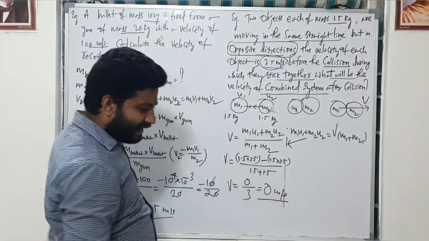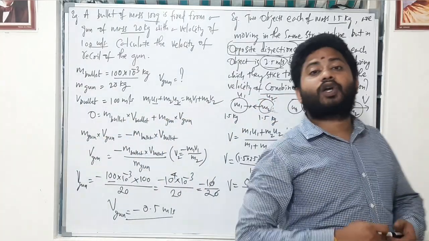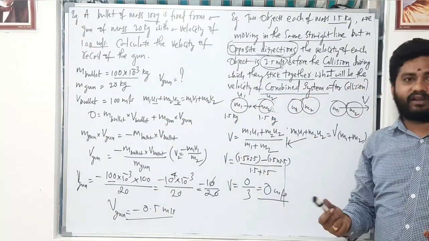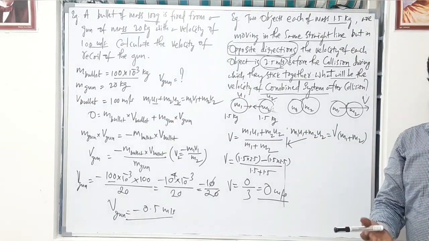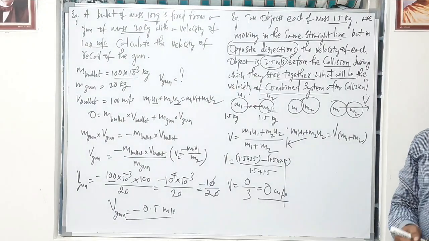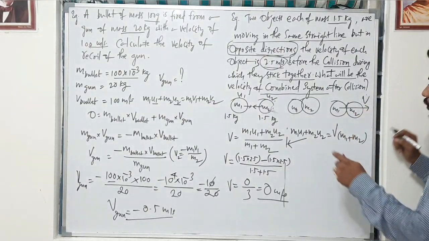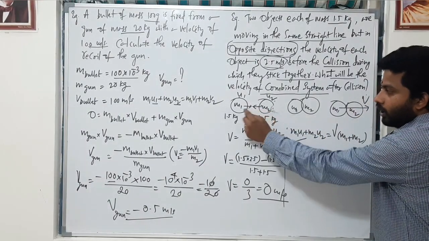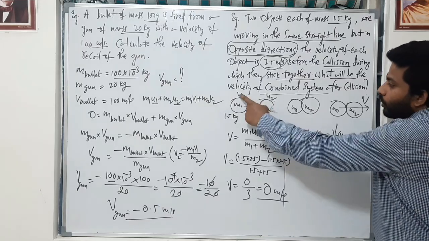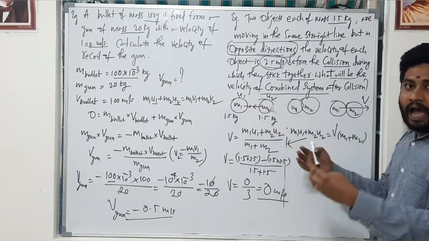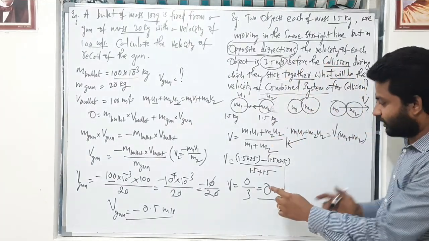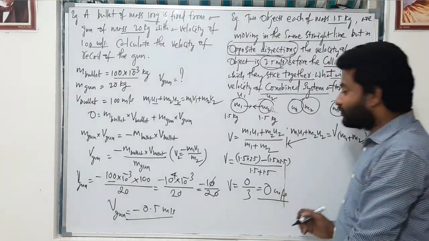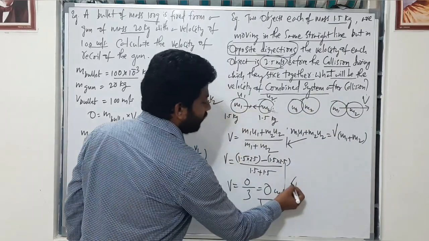What is the common velocity of the system after the collision? They will be at rest. They will never move because it is 0. The body is coming to rest. Look at here. Both have the same masses. Both have the same velocities. After the collision, they stick together and come to rest. That is what I am writing here.